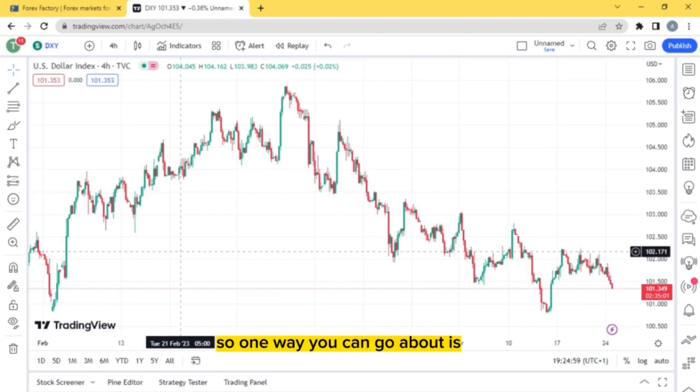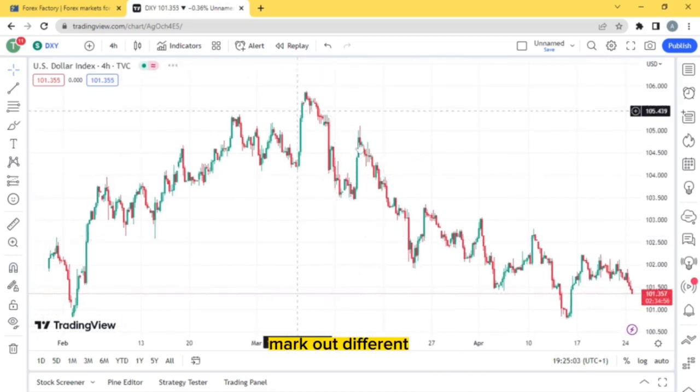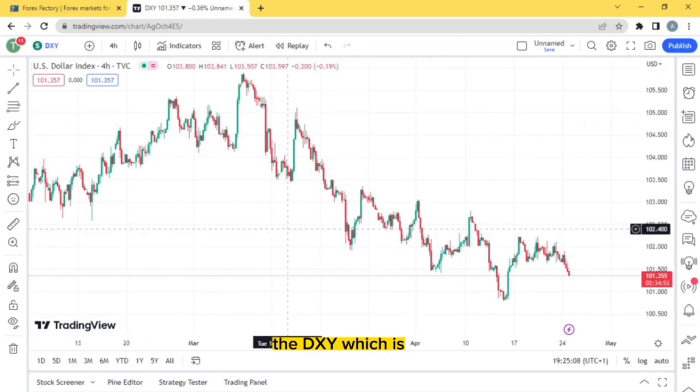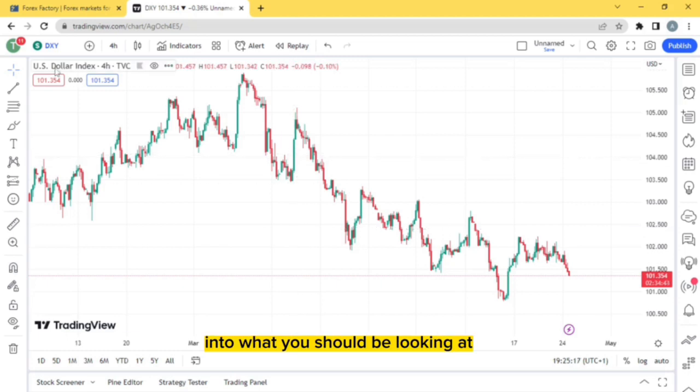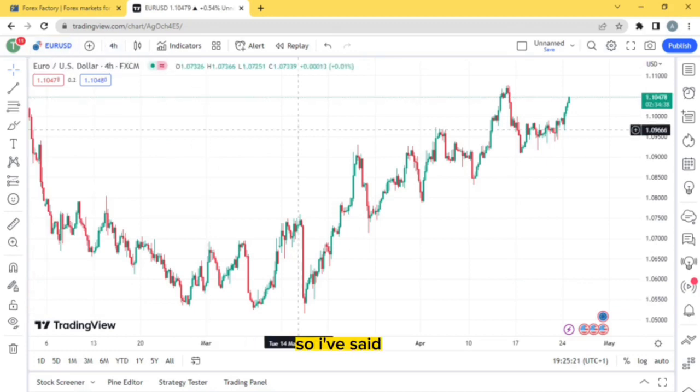So one way you can go about it is first of all to check your DXY. Mark out different setup levels, and see where the DXY, the dollar index, seems to be heading. From there you can get a little bias or a little hint into what you should be looking at for EURUSD. So let me go back to my EURUSD and let's look at something simple. I've said, first of all, check out the DXY. Remember, after you've checked out your fundamentals, the EURUSD is a currency pair that loves to trend a lot.